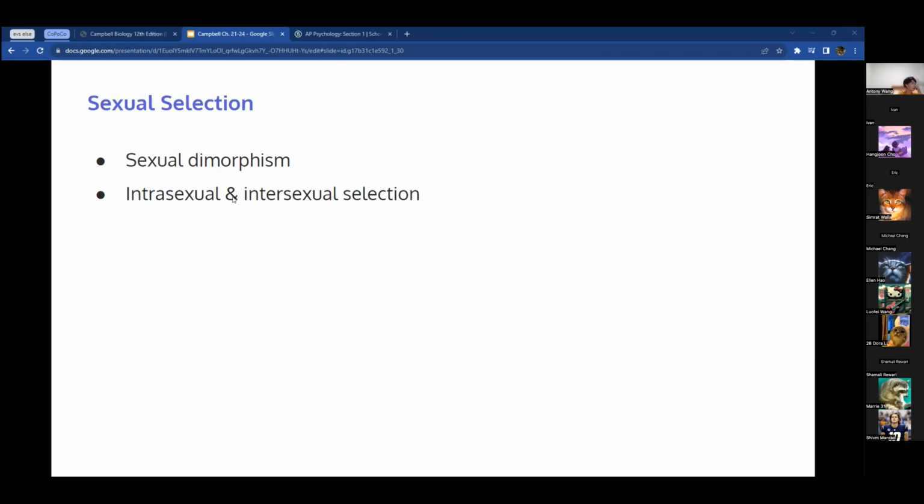And then there's intra versus intersexual selection. So intrasexual selection is generally when males will fight. A male will fight another male for the right to mate with females. I think walruses, moose, a lot of animals practice intrasexual, but intersexual is also common.